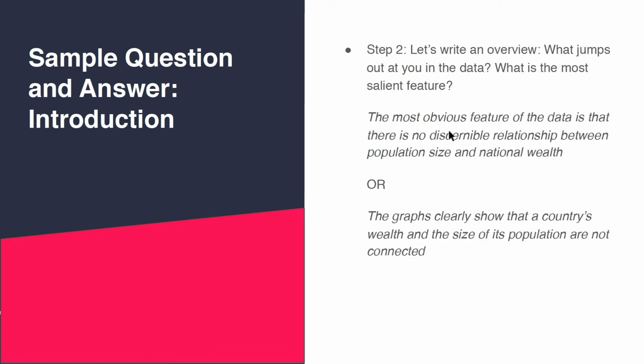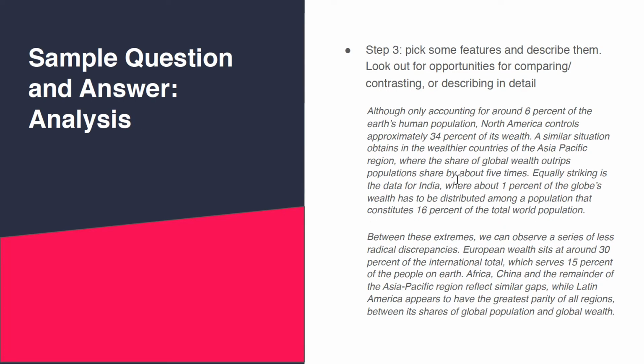So these 2 sentences, step 1 was our paraphrase, step 2 was our overview. These 2 sentences together form the introduction. Then we're going to leave a line and go to step 3. Now step 3 is where we're actually going to start analyzing the data. So very often you can't describe the whole thing, you're going to have to be selective. So we're going to pick some features and describe them.